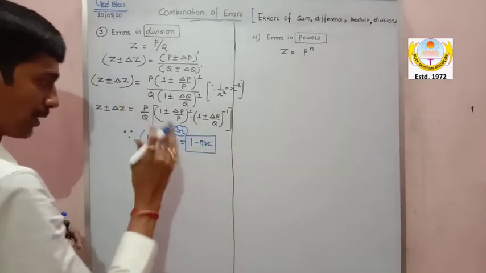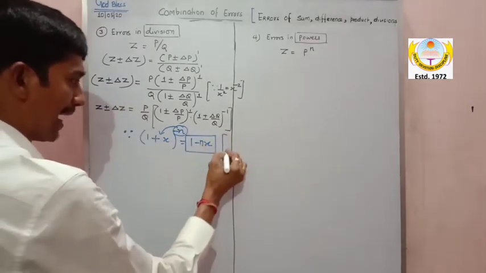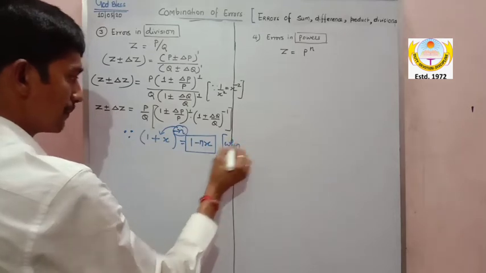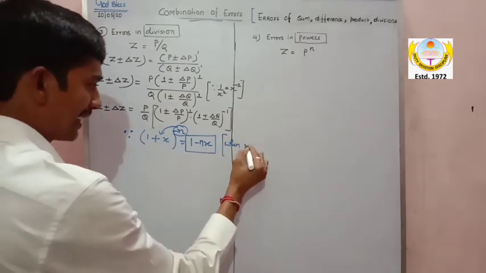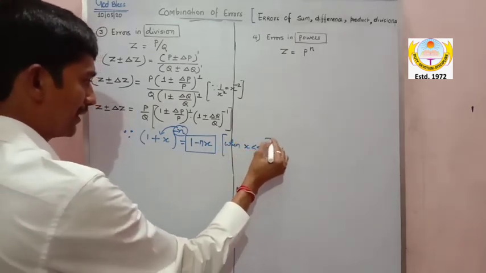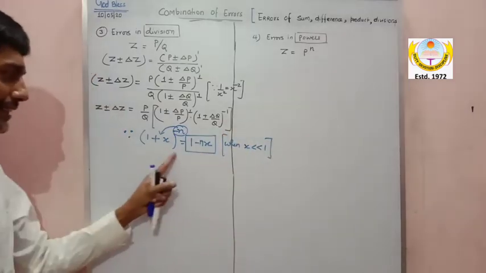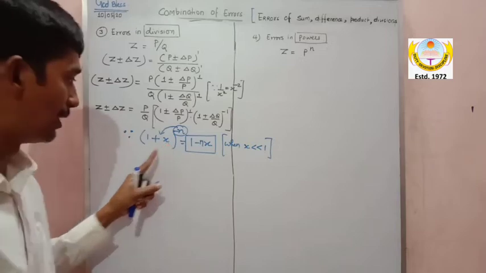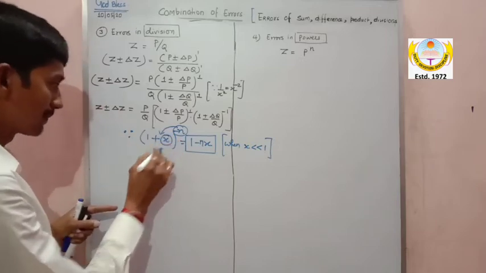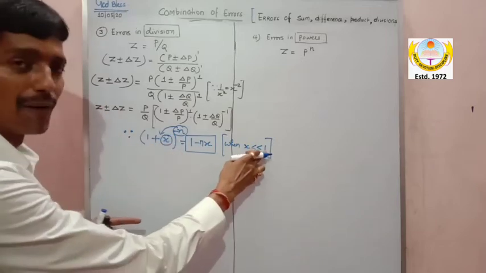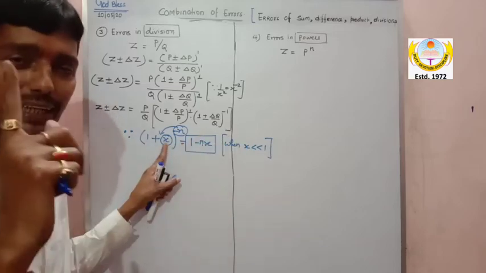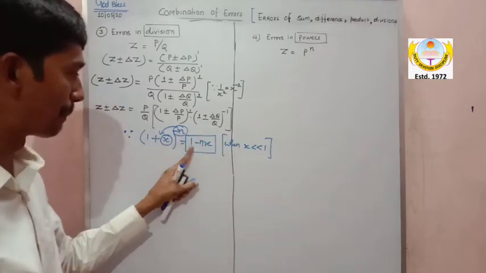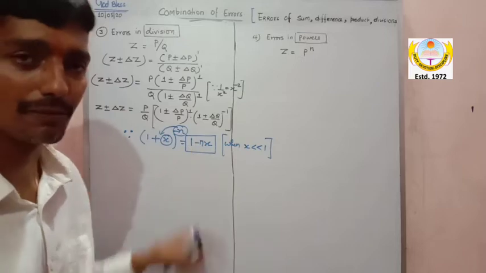But here, what is the rule? This is applied only when x is less than 1. This concept we apply only when the value x is less than 1. If the value of x is less than 1, then this concept is applied, called binomial.